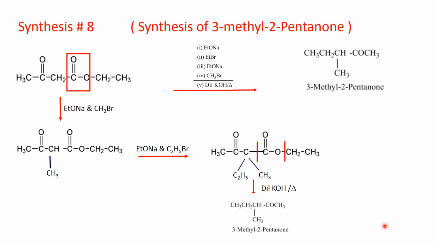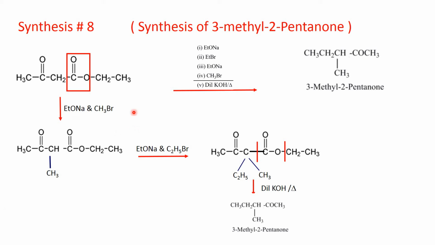Now synthesis number 8, synthesis of 3-methyl-2-pentanone. So from this compound you have to prepare this. Now this is the cleavage point we know, and compare this part with this part. What is there? CH3 C double bond O CH2. This part is already there in my compound. Now compare here, CH3 C double bond O CH. That means you have to introduce this methyl group and this ethyl group.